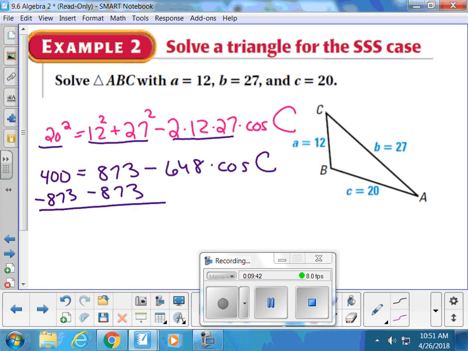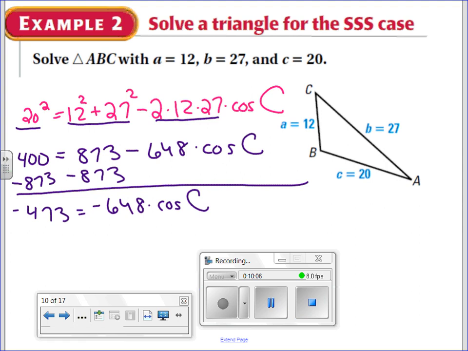But if I see mistakes, it's definitely trying to do that subtraction when you're not allowed to. So 873 minus 400 is 473. Oops, I messed it up. Oh, negative. Thank you, you just saved the day. And then we have a negative 648 and a cosine C.